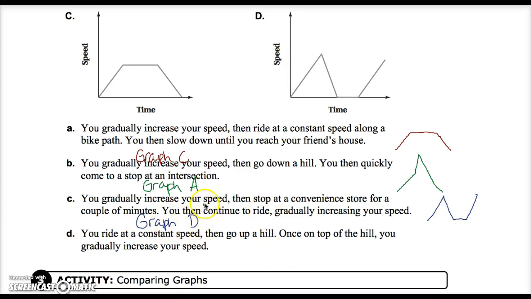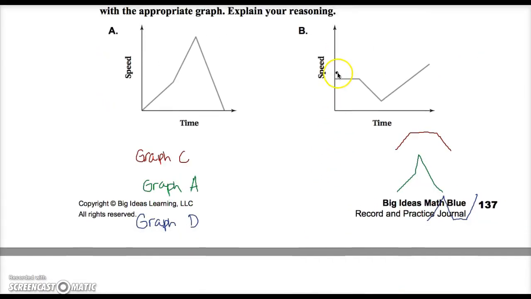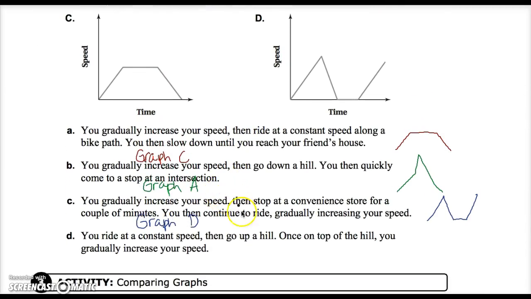Okay, so the only one that's left is going to be graph B, so let's make sure this is going to work. You ride at a constant speed, then you go up a hill. So you know when you go up a hill, your speed slows down a little bit. Once on the top of the hill, you gradually increase your speed. So let's look at graph B. You ride at a constant rate, then as you go up the hill, your speed actually slows down, and then you pick it back up again. So that does match with graph B. And I'll do my sketch over here.